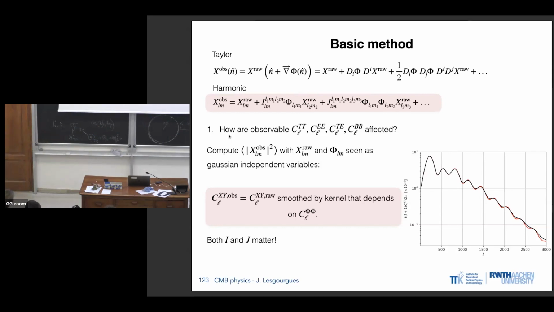It's a very heavy calculation, so different people have devised different approximation schemes to do it in a numerically efficient way. And all modern codes use a method of Lewis and Challinor, which is really very, very good. This is implemented in CLASS, and it gives you the observed lensed Cls as the unlensed ones smoothed by a kernel that depends on C_L phi phi.